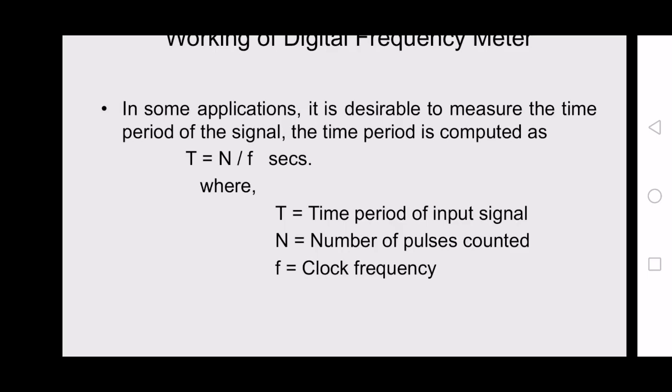In some applications it is desirable to measure the time period. So in some applications we don't want to measure the frequency, we want to measure the time period. In that case, as f equal to n by t, t will be equal to n by f, where t is the time period of the input signal, n is the number of clock pulses counted by the decade counter, and f is the clock frequency.